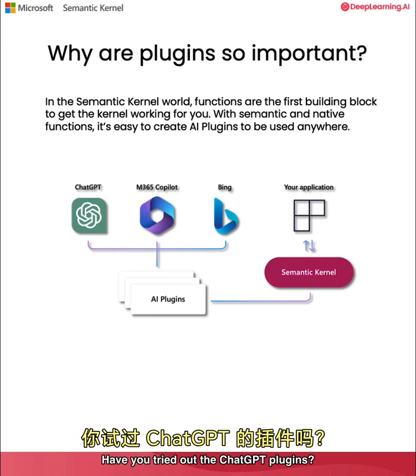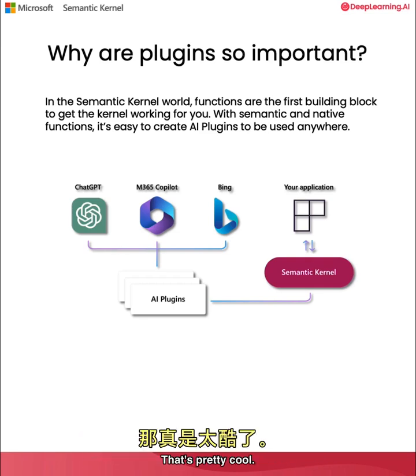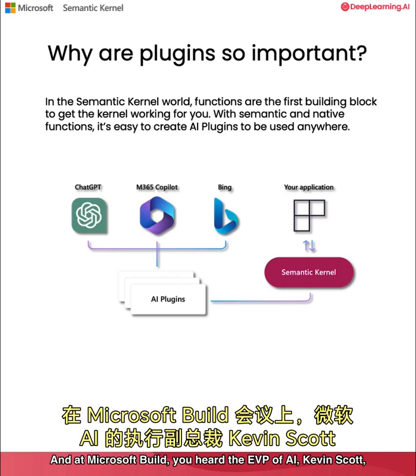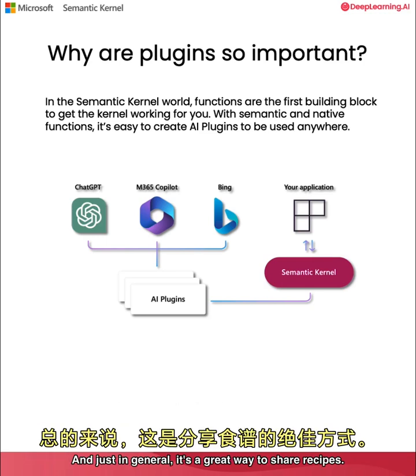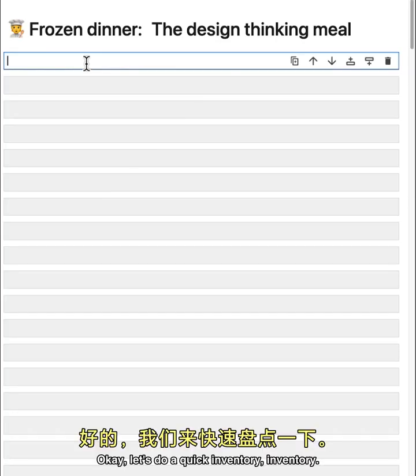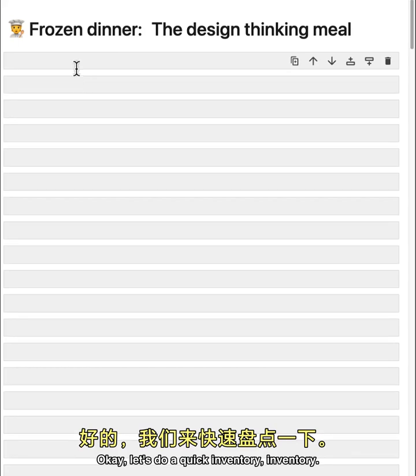It's pretty amazing. It's a plugin, and the plugins are important because as you take your AI capabilities and make them into transportable plugins packaged so that someone else can use them, you'll be able to use them in all kinds of places. Have you tried out the ChatGPT plugins? That's pretty cool. And at Microsoft Build, you heard the EVP of AI, Kevin Scott, talk about more ways to use AI plugins across the Microsoft universe. And just in general, it's a great way to share recipes.